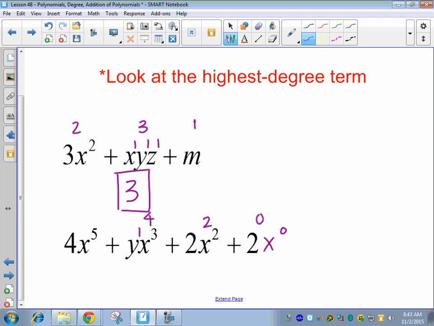I wouldn't worry too much about that because we're just looking for the highest degree term anyways. So in this one, what's my highest degree term and what's the degree going to be? 5, right? Just the highest one in the whole polynomial. So you want to go through and see what the degree of each term is, pick the highest one, and that's your degree for the whole polynomial.